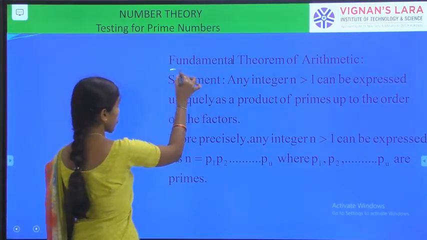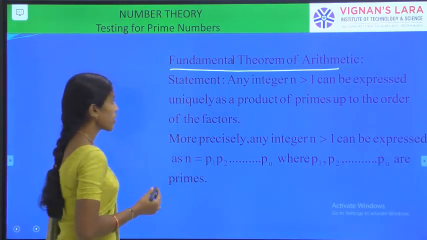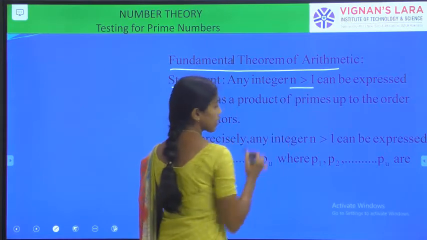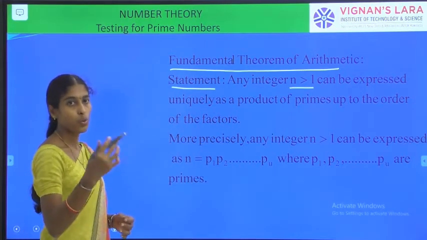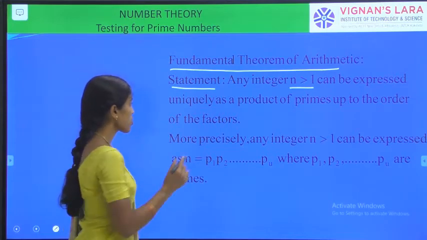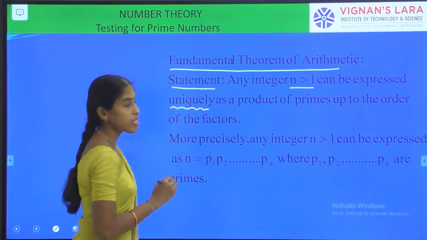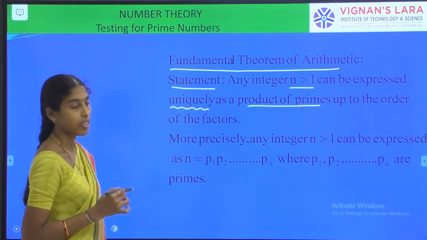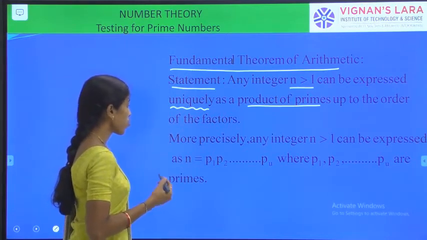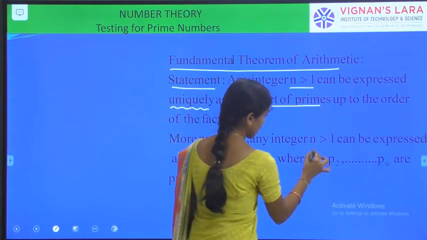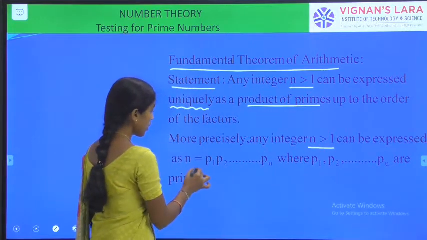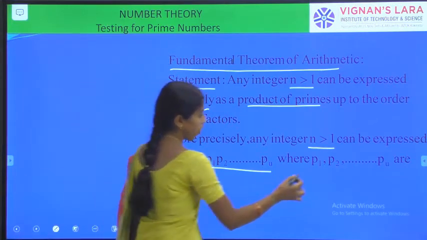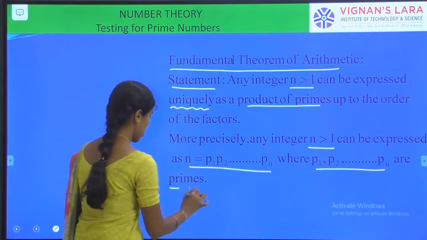Next one, fundamental theorem of arithmetic. What is the statement? Any integer n greater than 1, that is 2, 3, 4, 5, any number, can be expressed uniquely as a product of primes up to the order of the factors. More precisely, more clearly, any integer n greater than 1 can be expressed as n is equal to p1 into p2 into so on pu, where all these numbers are prime numbers.